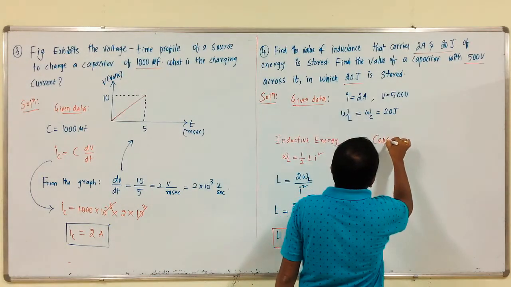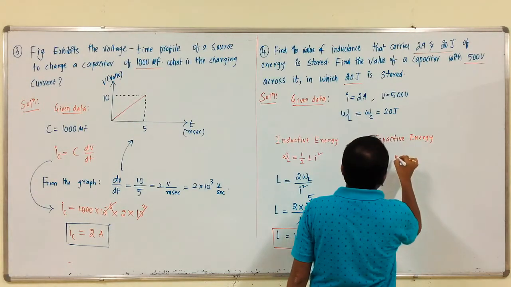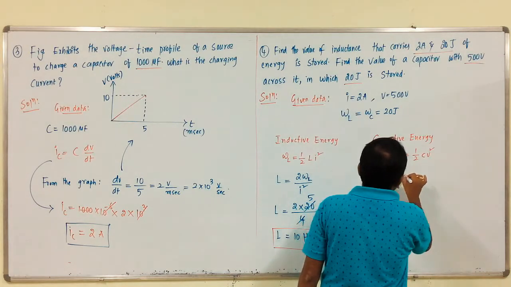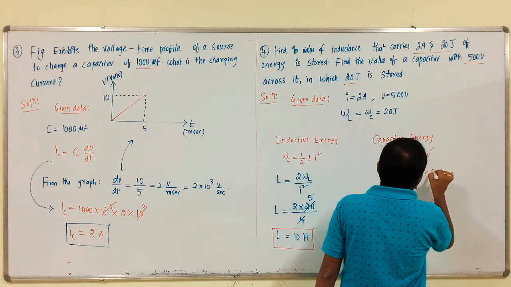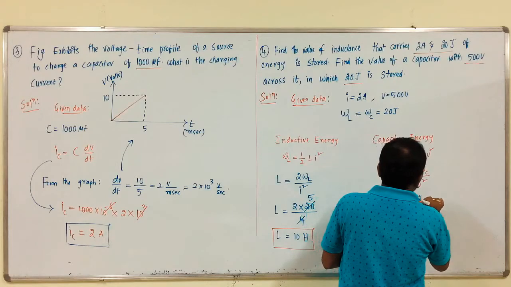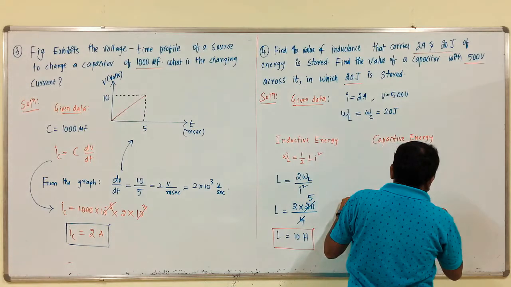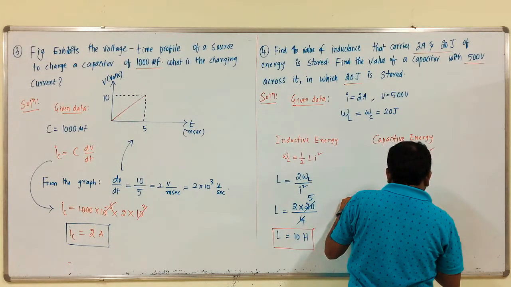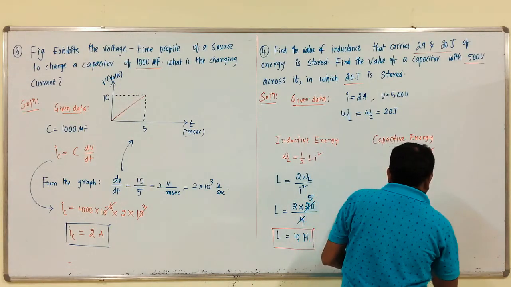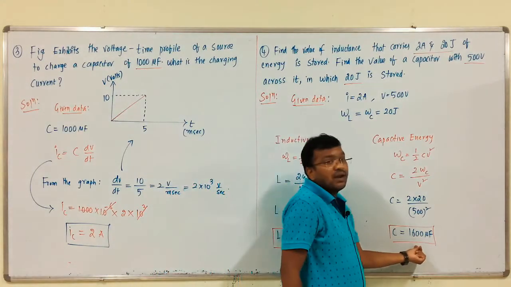Next, capacitive energy, that is W = 1/2 C V squared. From this C = 2 W_C / V squared. So, C = 2 into 20 by the voltage 500 whole squared. From this we have to get 1600 microfarad of capacitance value. So, from this we will get the value of inductor is 10 Henry and the value of the capacitor is 1600 microfarad.